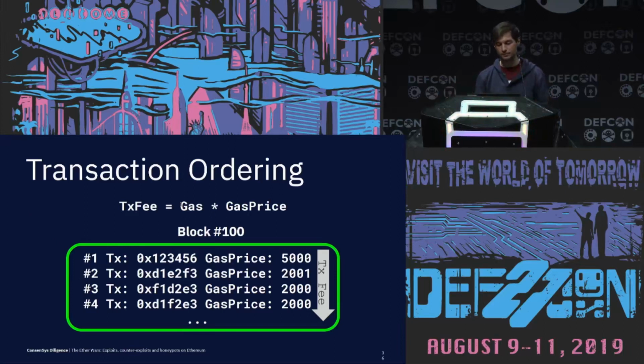If they want their transaction to happen faster, they will add a bigger gas price, otherwise they will have a lower gas price. So when the miner creates the list to add the transactions in the block, they will usually sort the transactions descendingly by gas price. And they will add as many as possible until they fill up the block. So in this case, we can see that the first transaction added has gas price 5,000. The second one is 2001. The third one is 2,000, and so on and so on.